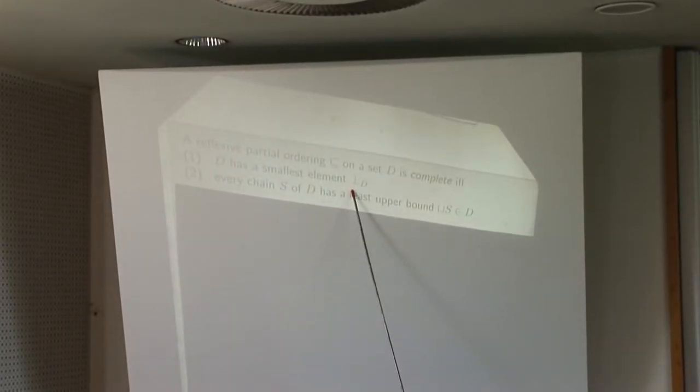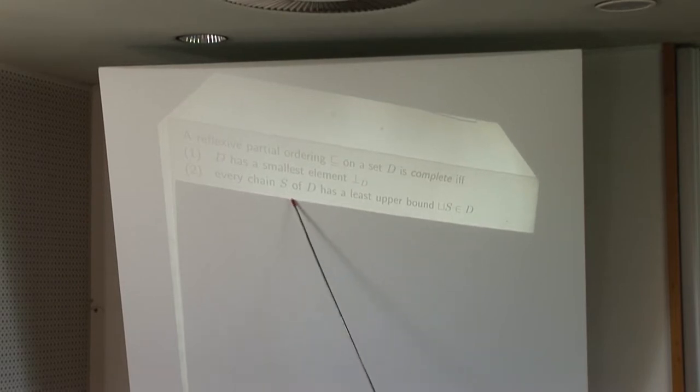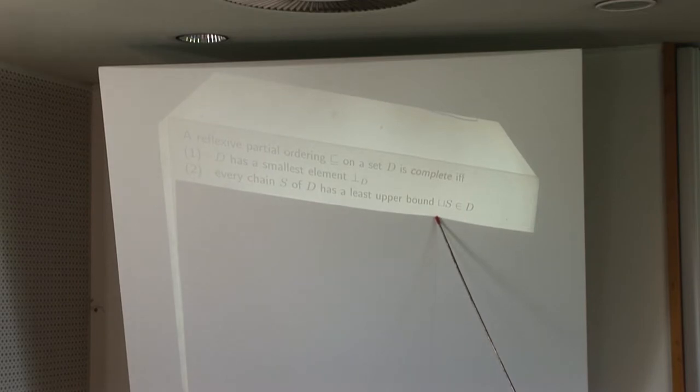One condition is there must be a smallest element, which we denote by bottom, and indeed every chain has a least upper bound. So whenever you have a set and you can order the elements of this set, there is not only an upper bound but also a least upper bound, and this least upper bound is contained in D. If you look at these factorial functions, fact 0, fact 1, fact 2, and so on, this chain has a least upper bound, namely fact, and fact has to be contained in the set D as well.